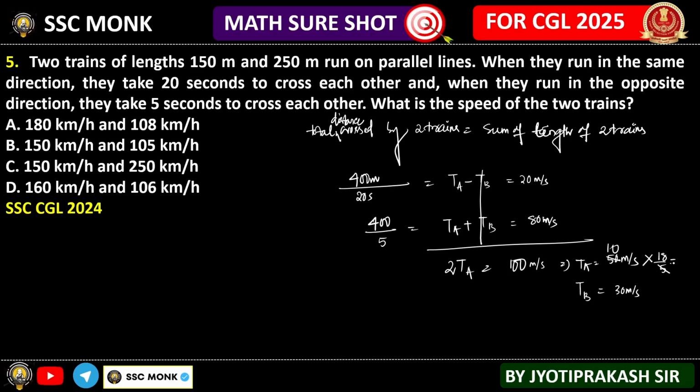So 10 into 18 is equal to 180 km per hour. So one train's speed is 180 km per hour. Another will be 18 by 5, 5 6s are 30, 6 into 18 is equal to 108 km per hour. So answer option A is the right answer.